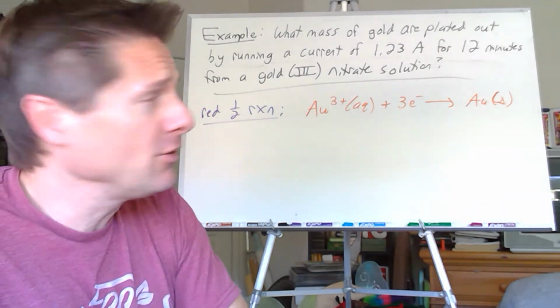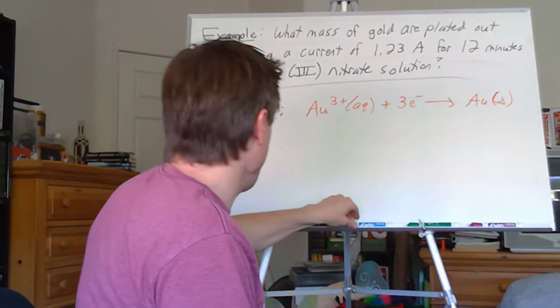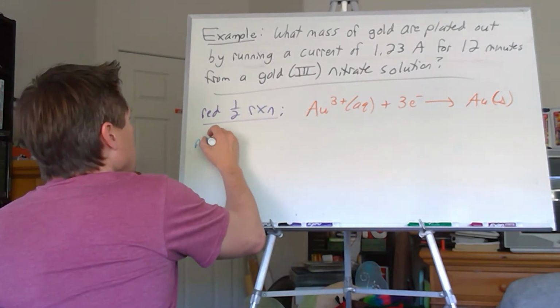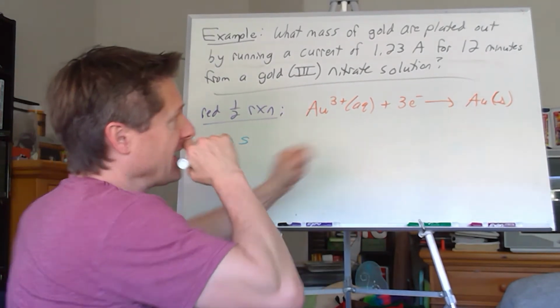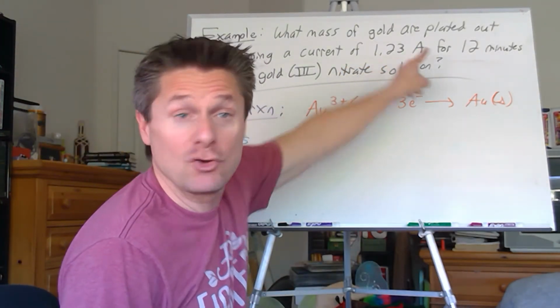So see if you can do this on your own. Start with the time. Convert the minutes to seconds. Then use the current, which is amps, coulombs per second.